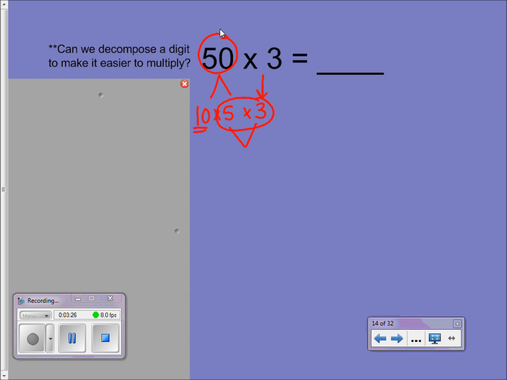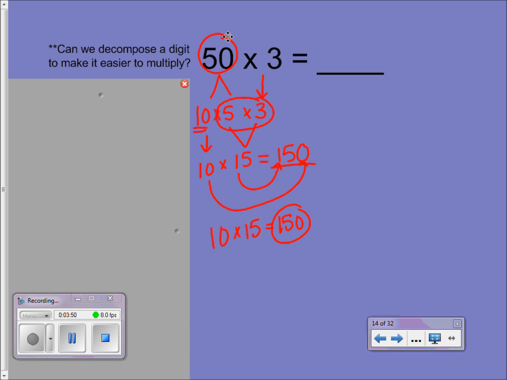I now have 5 times 3 is 15, then I bring down my times 10, and now I've got 10 times 15. So all I'm going to do is bring my 15 over to my product, and then bring my 0 from my times 10 over to my product. And now I see that 10 times 15 equals 150.